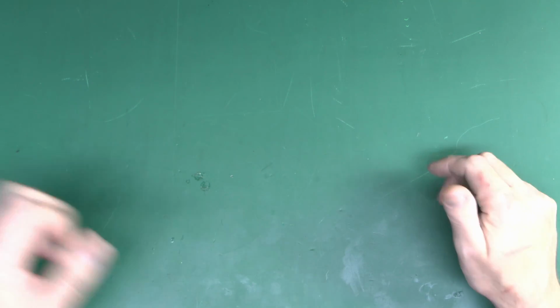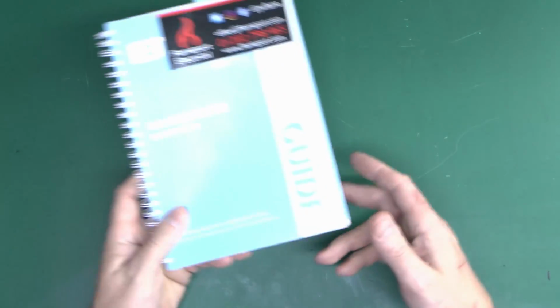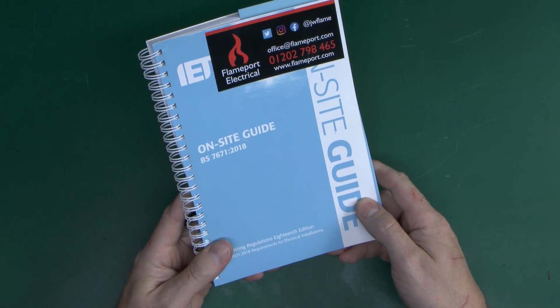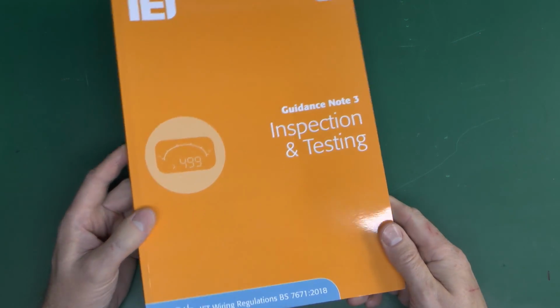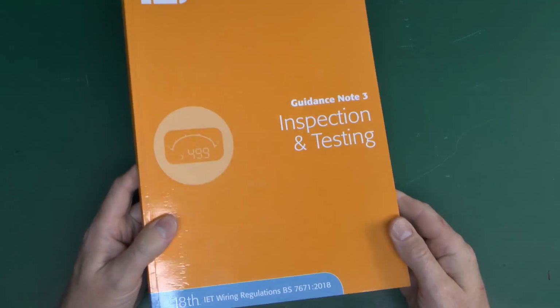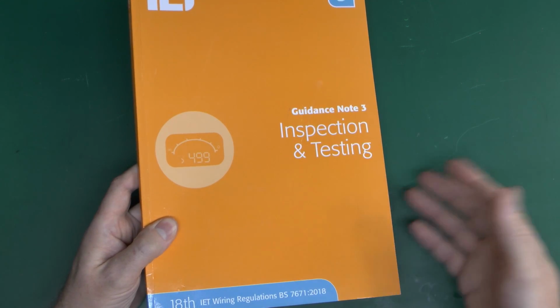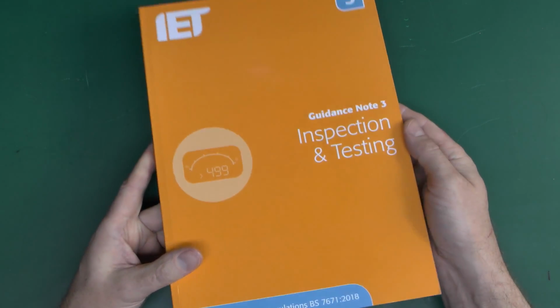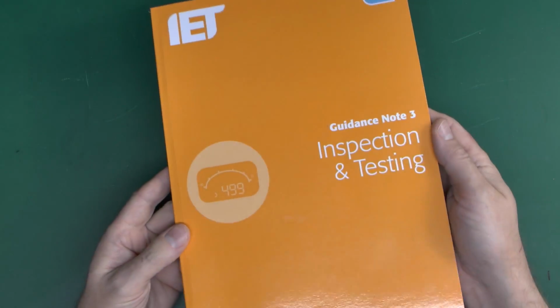Now, you can find the resistance of conductors in a couple of places, one of which is in the on-site guide. Here's the blue one that's currently in use in 2020, and then the other place you can find it is in Guidance Note 3. Again, this is the one with the blue on the bottom, the current edition, and in theory you can get them from manufacturers of cables and whatever else if you want to be bothered with that, but this will do perfectly fine.